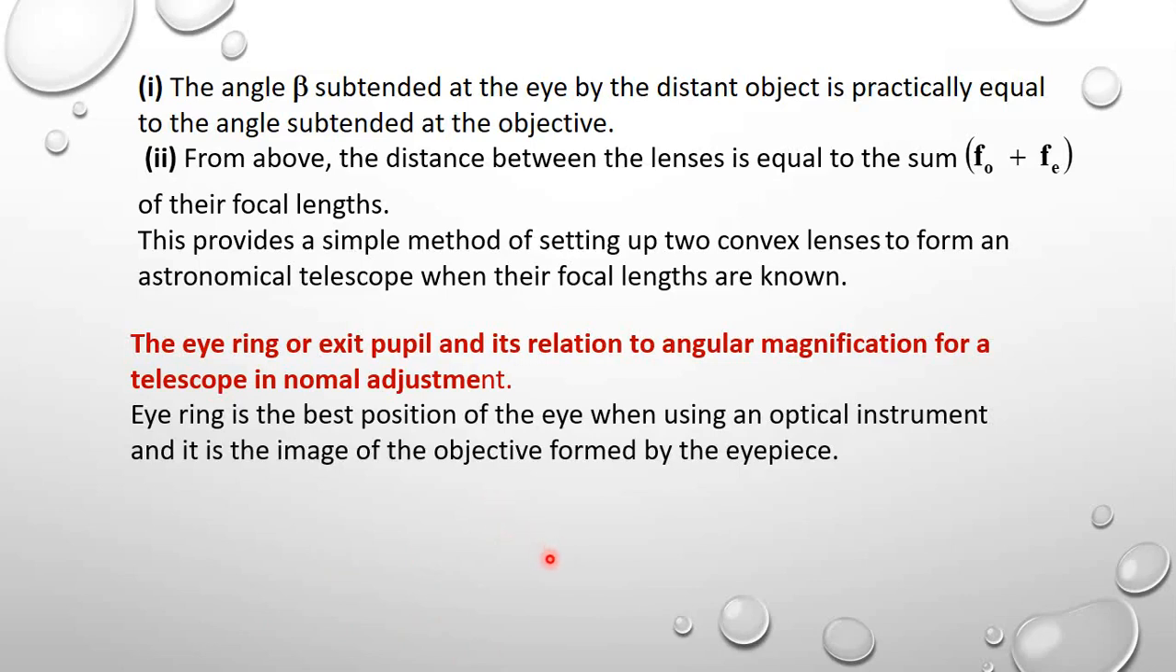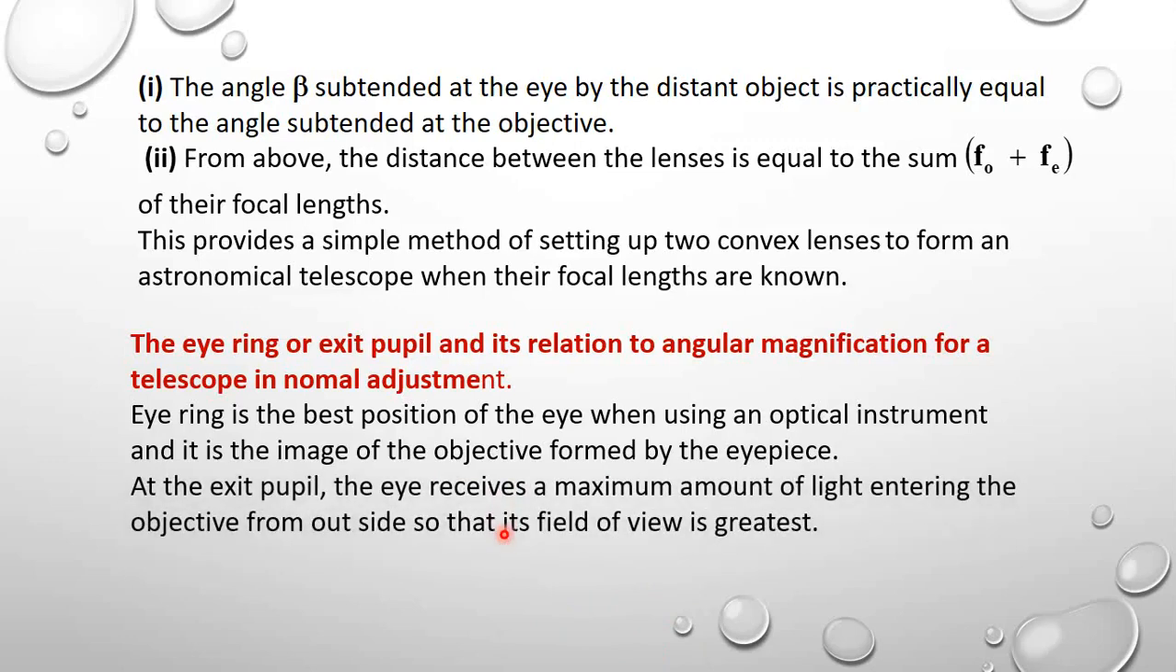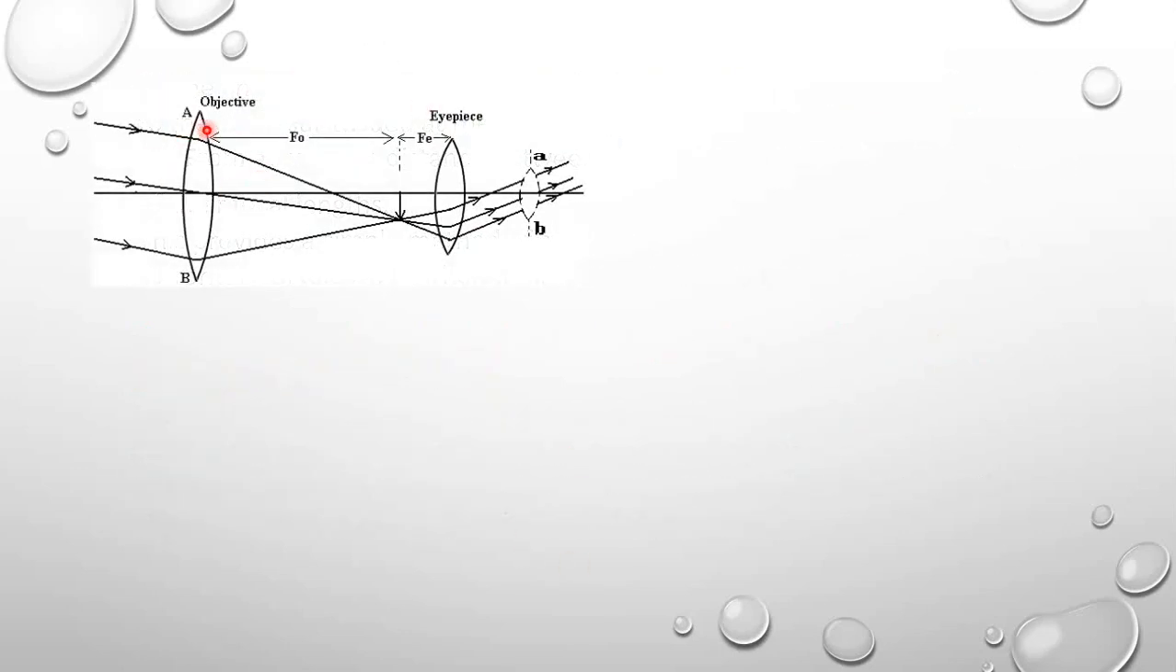And so that is usually the field of view. That eye ring is usually the best field of view, or it has the greatest field of view. So this is what we are talking about. This objective acts as the object for the eye ring, and then the image of that objective is the exit pupil.